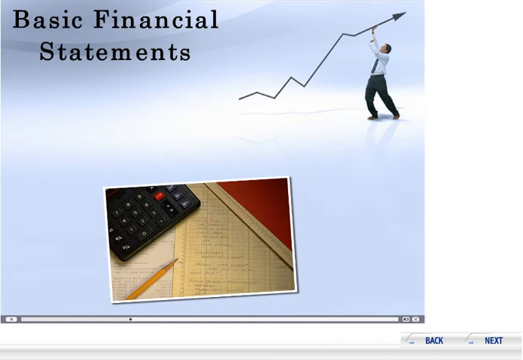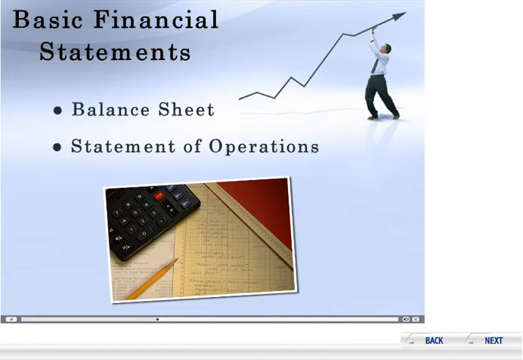There are several types of financial statements, but we will only focus on the two major statements. The first statement we will cover is the balance sheet. The next statement we will cover is the statement of operations.